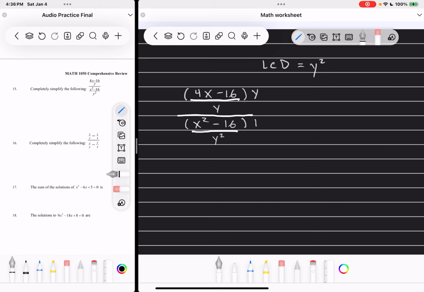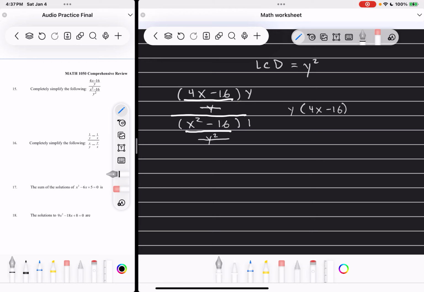Because we used our LCD, we can now clear out our denominators for the numerator and the denominator. Meaning this simplifies to simply y times 4x minus 16 over x squared minus 16.